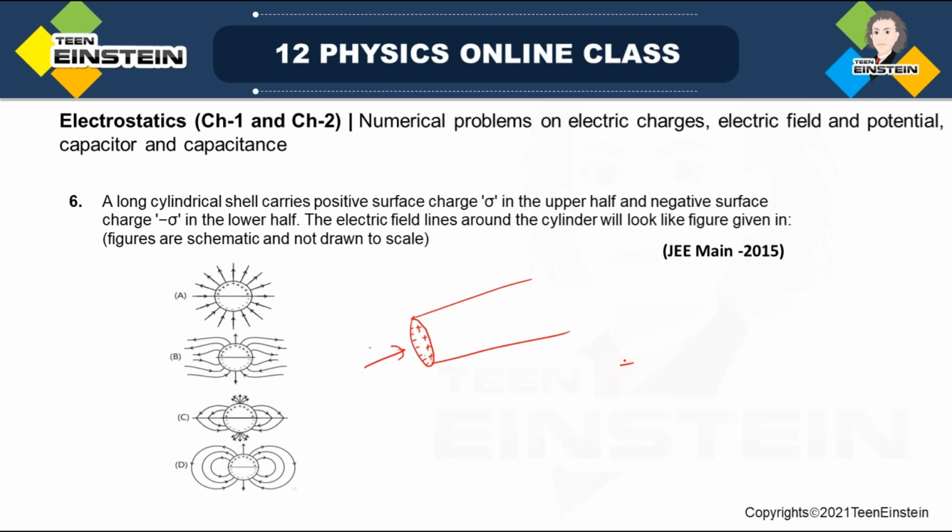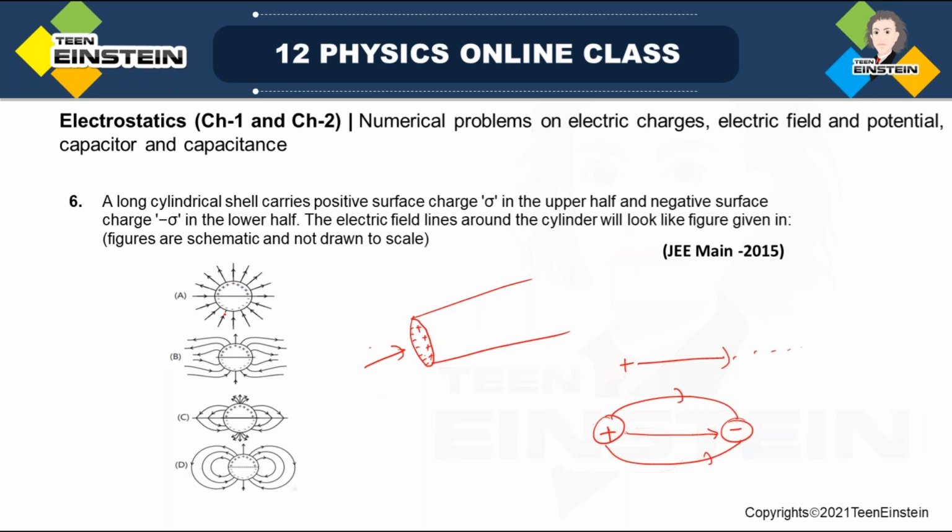We know electric field lines always emanate from positive charges and go to infinity if there is no negative charge around. But if suppose there are positive charge and negative charge nearby, then what happens? The electric field lines will start from positive and end at the negative. So it will be like this. So this is the situation.